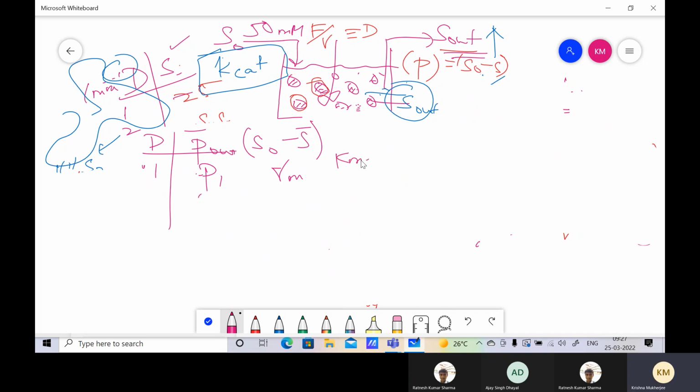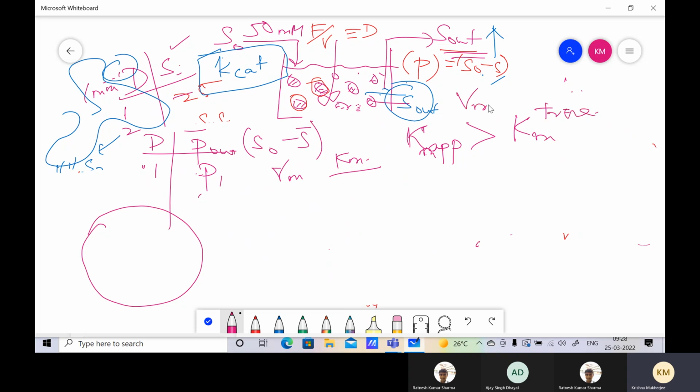But this Km now has to be understood in terms of the fact that there is internal mass transfer diffusion. So this Km is the Km apparent, which must be larger than the Km true. As I said, we are assuming that the Km true value and the Vmax are not impacted, but Vmax does not change. So the graph, instead of being like this, is like this.